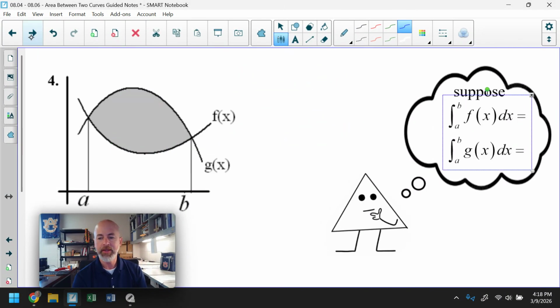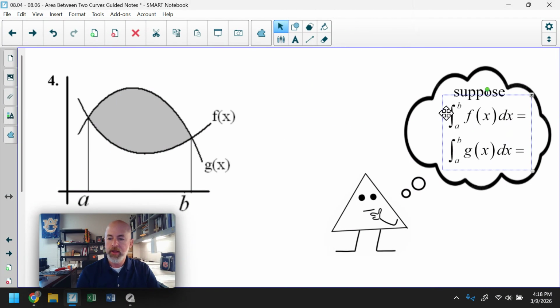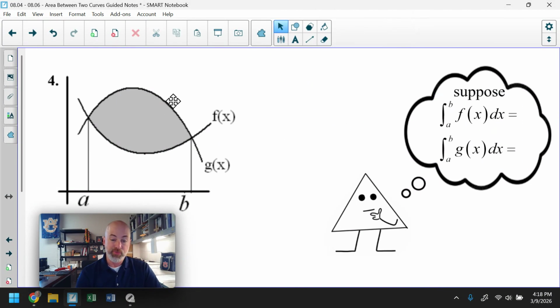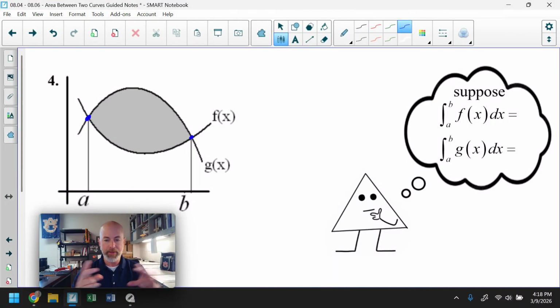Okay, so let's look at this one, number 4. Very similar situation, and it's really the same situation we had before, only this time the curves are actually intersecting, and those intersections are creating the bounded region between the two, but it's still the integral from a to b. F of x, just be careful, f of x this time is the one on bottom.